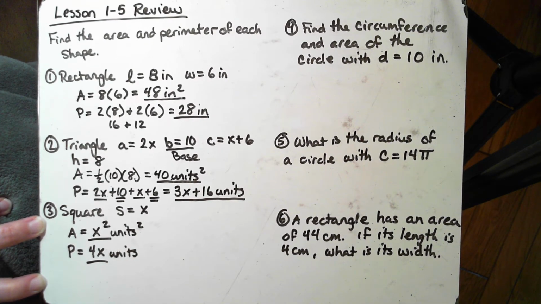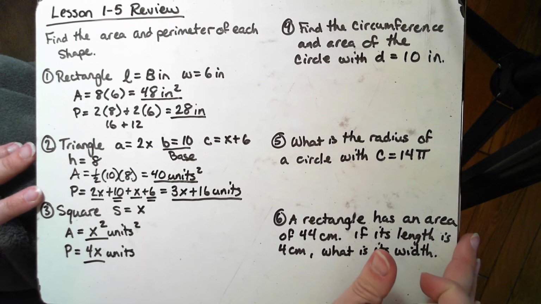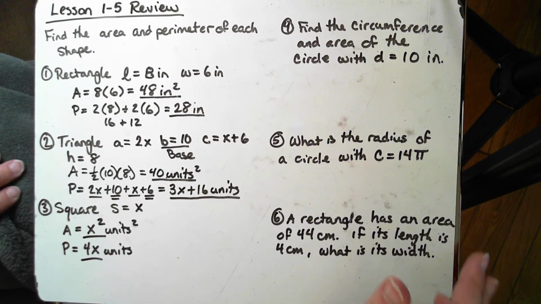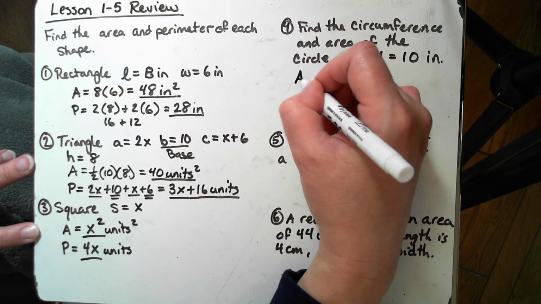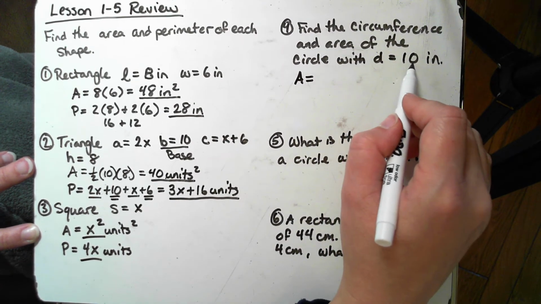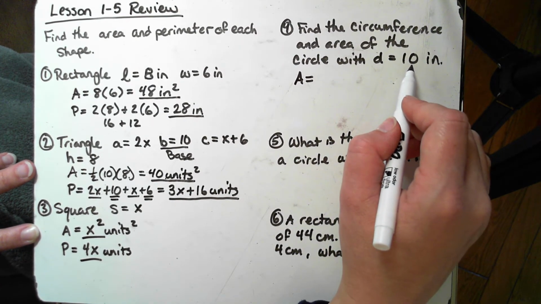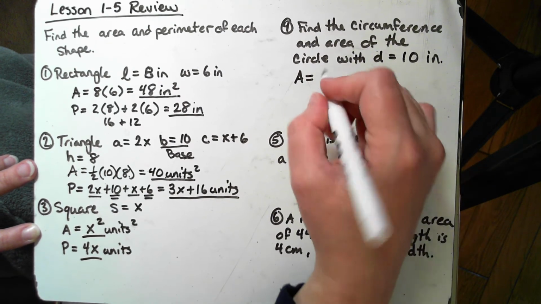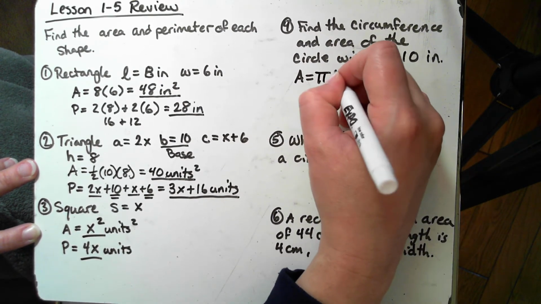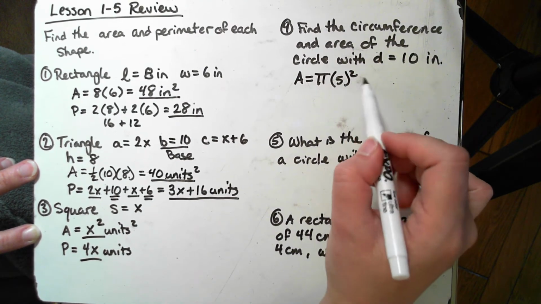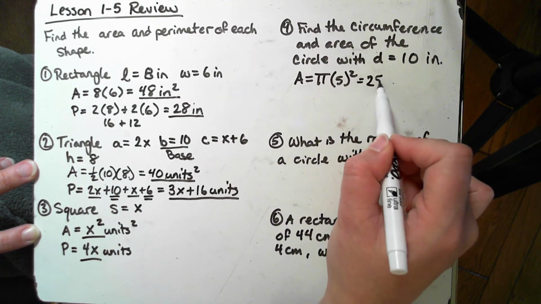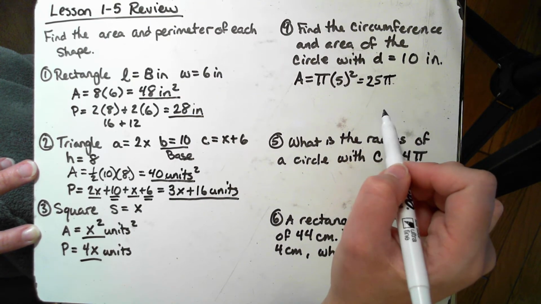Okay? Now we have a circle. It says find the circumference and area of a circle with a diameter of 10 inches. So the first thing I'm going to do for the area is find the radius. Remember, the radius is half the diameter, so the radius is 5. So this is pi times 5 squared. I square the 5 to get 25, and I write the pi next to it.